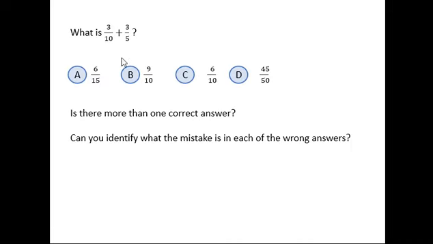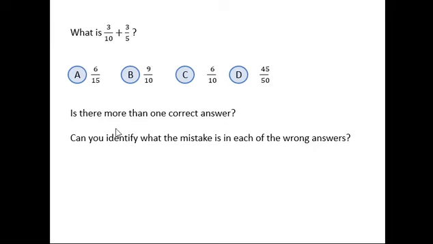Let's take a look at this fraction sum here: 3/10 plus 3/5. 4 different options for you. I'm going to give you a few seconds to have a think about which of these you think are correct. Is there more than one correct answer? And can you identify what mistake is in each of the wrong answers? You can pause now to have a go.